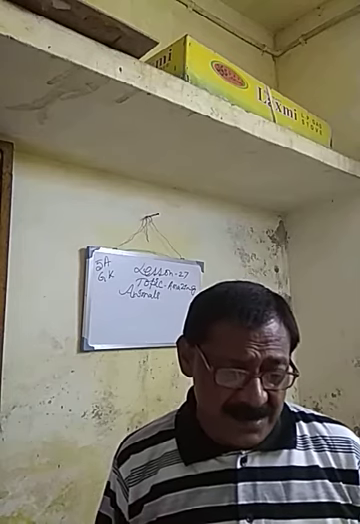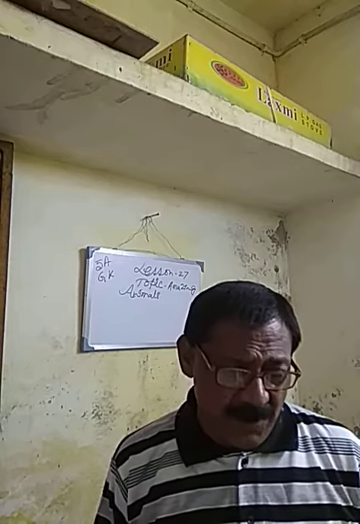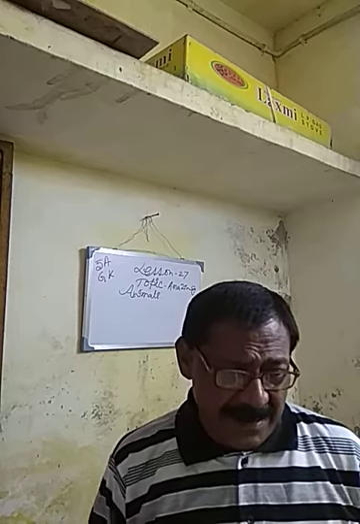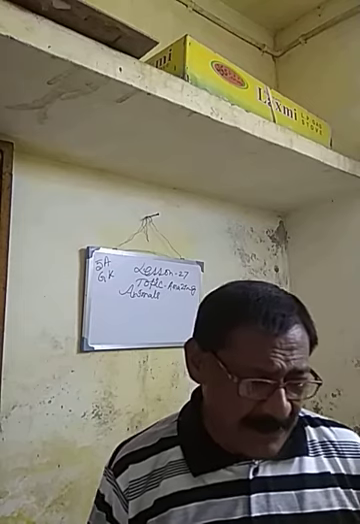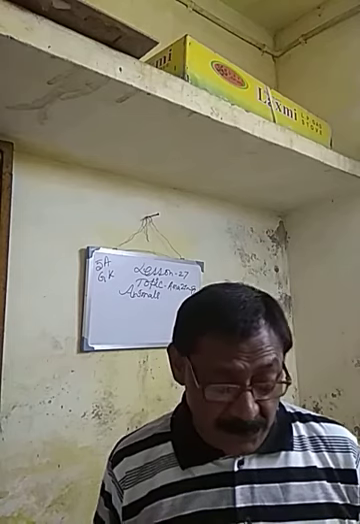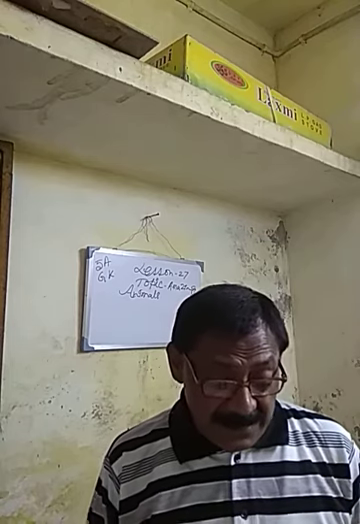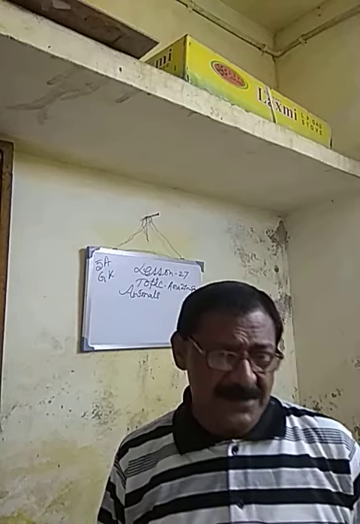it uses its long tail to keep its body balanced while jumping, or while attacking others, or while going for hunting food. That's why it always maintains the balance of its body with the help of its tail.